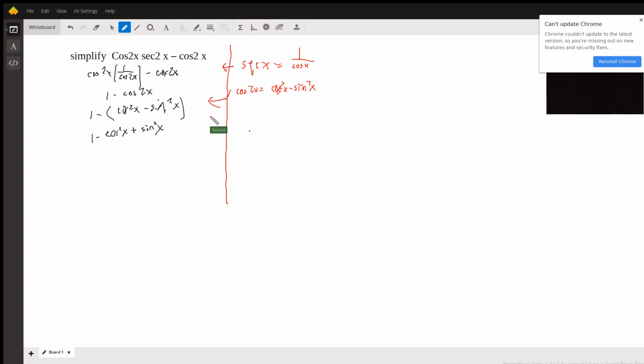Having a little trouble with my colors here. Okay, so the most famous identity, this is called the Pythagorean identity. We can get into this another time. For now, I just want to solve the problem. Sine squared x plus cosine squared x equals 1. So I'm going to use that in this next step.